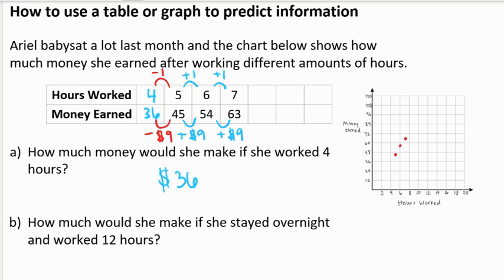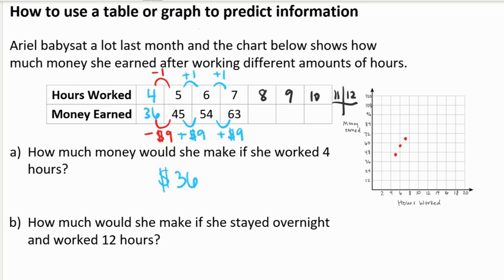All right, B says, how much would she make if she stayed overnight and worked 12 hours? So one way is I could extend the table and go all the way up to 12. Sometimes, though, this isn't going to be the most efficient way, because what if they ask, like, if she works 24 hours? That would be a lot of columns that I would have to add in the table. So you could do that.